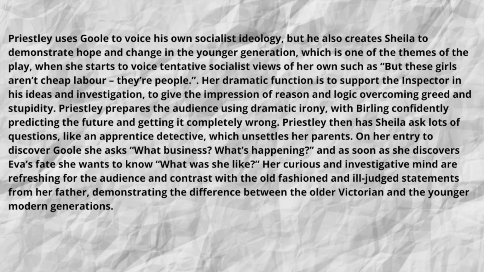Priestley prepares the audience using dramatic irony, with Birling confidently predicting the future and getting it completely wrong. Priestley then has Sheila ask lots of questions, like an apprentice detective, which unsettles her parents. On her entry to discover Gould, she asks, "What business? What's happening?" And as soon as she discovers Eva's fate, she wants to know, "What was she like?" Her curious and investigative mind are refreshing for the audience and contrast with the old-fashioned and ill-judged statements from her father, demonstrating the difference between the older Victorian and the younger modern generations.